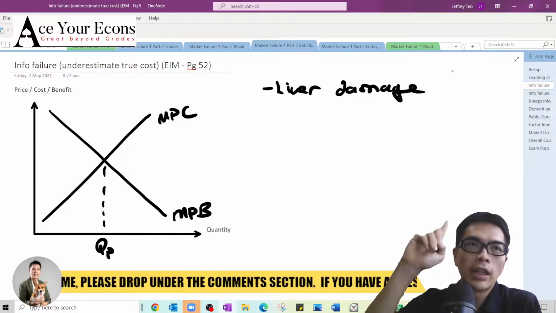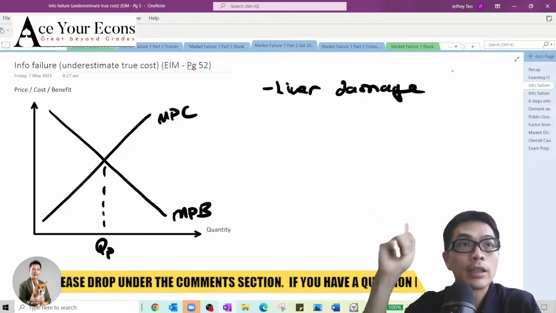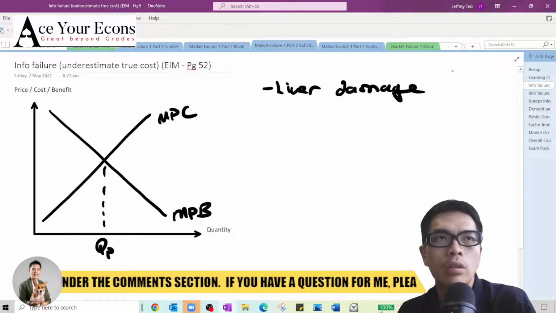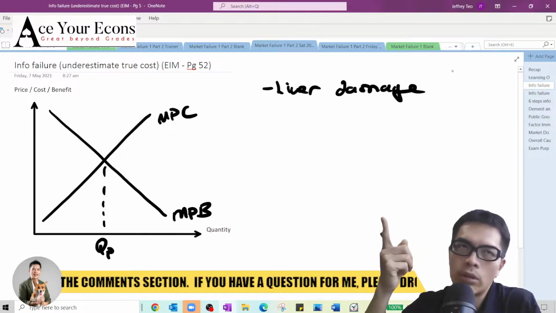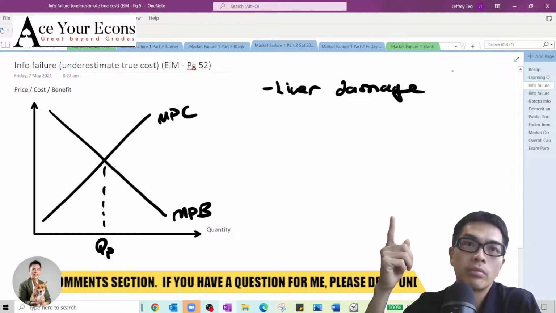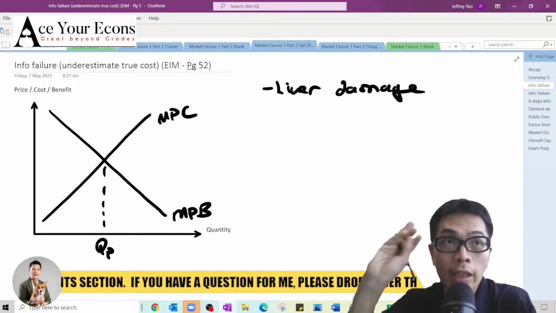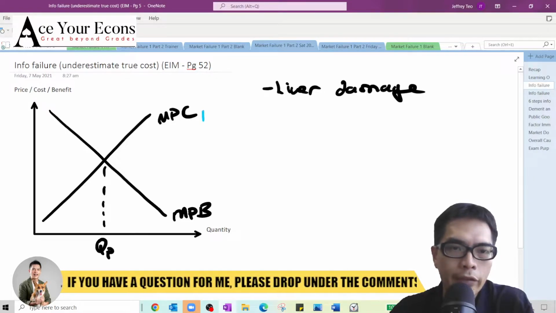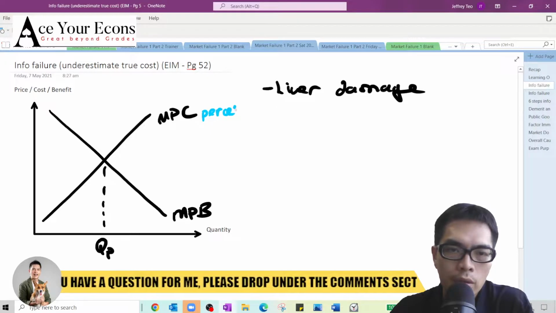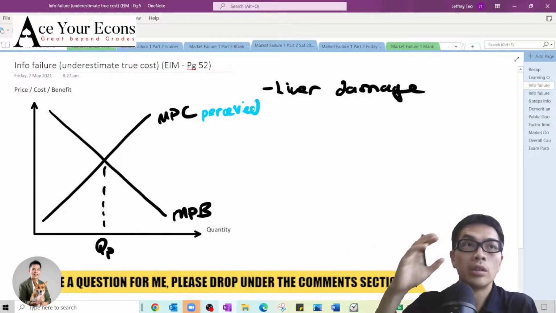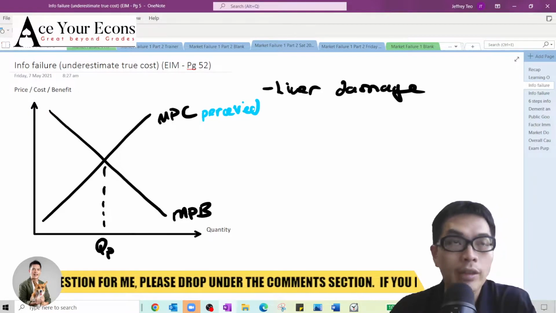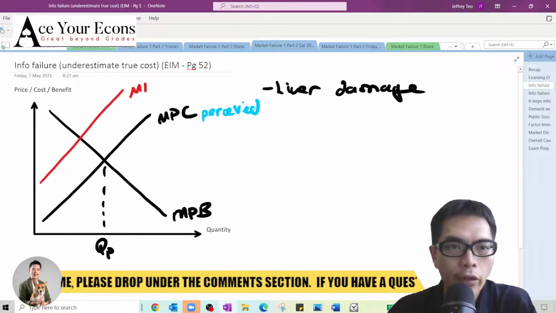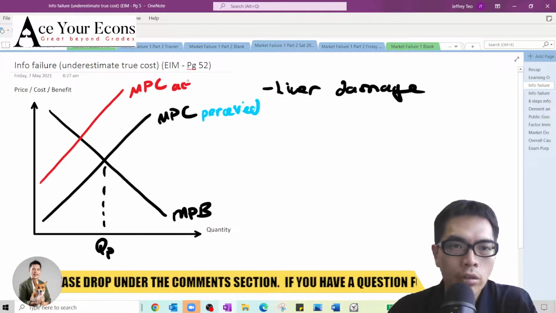The key concept I want to cover here is that this is a first-party unknown cost, unknown to the user themselves. If they were aware of this, they probably wouldn't consume that much alcohol. Key terms you need to note: you need to insert the concept of perceived cost. The perceived cost and the actual cost will not be the same here. Because of info failure, the actual cost will be substantially higher.